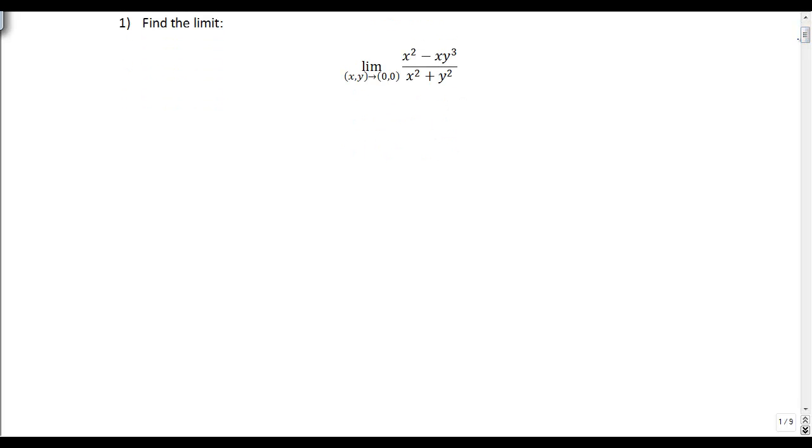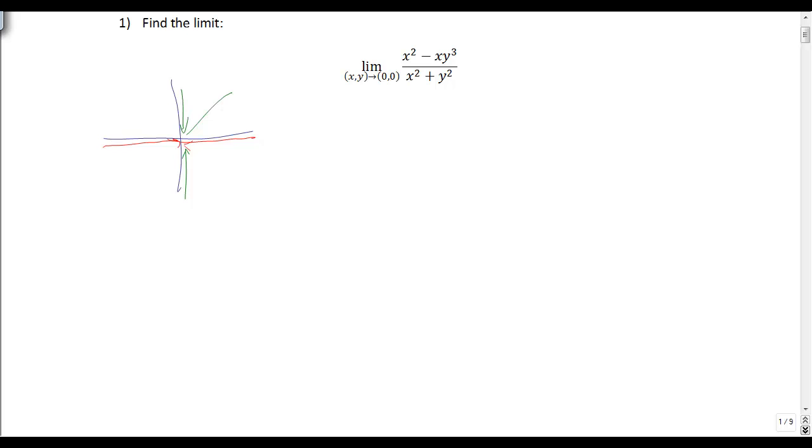So this is a multivariable limit, and we're doing a limit as (x, y) goes to (0, 0) of the function (x squared minus x y cubed) over (x squared plus y squared). In two variable functions, limits get more complicated than in one variable functions. We can approach the origin along many different paths. We could approach along this path, from either direction, or along this path, from that direction also.